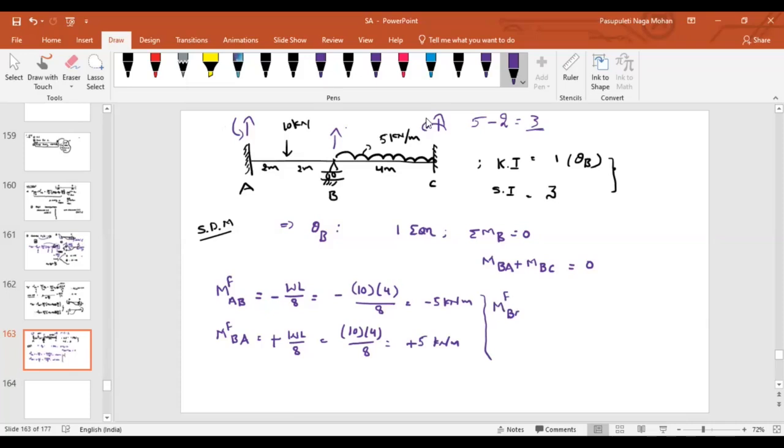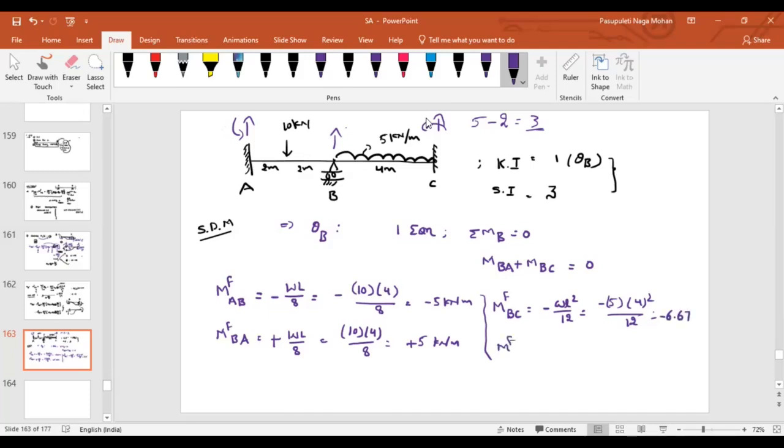What are the fixed end moments in the member BC? UDL is acting in the span BC. What is the fixed end moment? WL square by 12. At B it will be anti-clockwise, so minus WL square by 12. That will be equal to minus 5 into length 4 square by 12. How much will it be? Minus 6.66, yeah, minus 6.67, let us say.